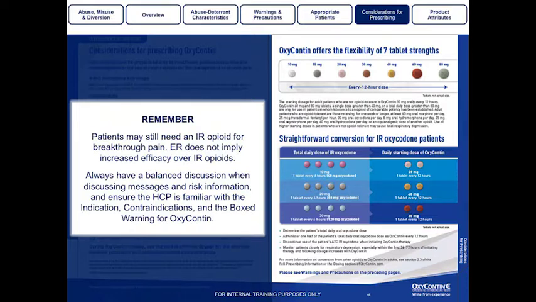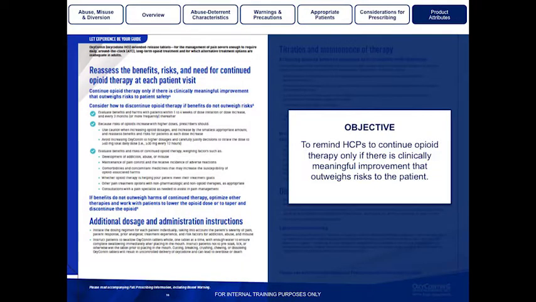Always have a balanced discussion when discussing messages and risk information, and ensure the HCP is familiar with the indication, contraindications, and the boxed warning for OxyContin. Once opioid therapy has been initiated, we want to reinforce with HCPs the need to continually reassess the benefits and risks associated with opioid therapy. This new content has been added to remind HCPs to continue opioid therapy only if there's a clinically meaningful improvement that outweighs risks to the patients.